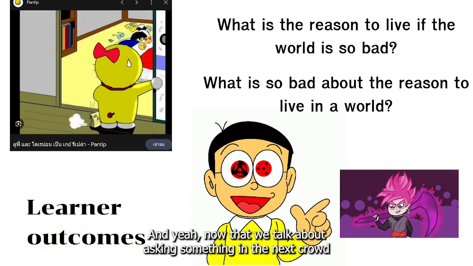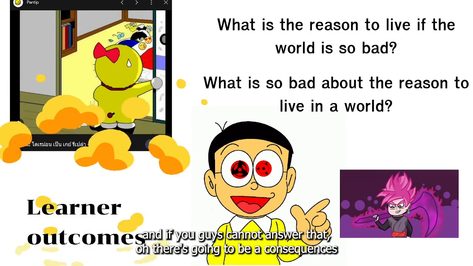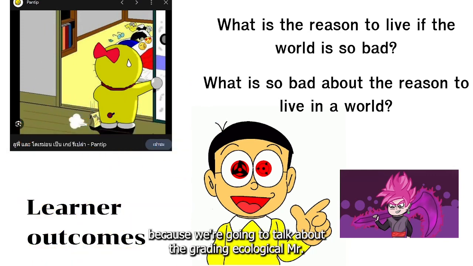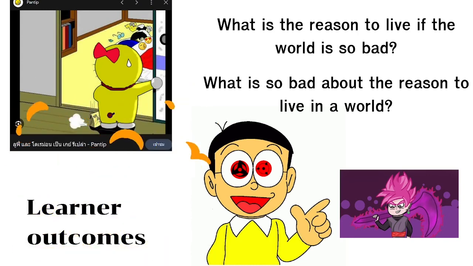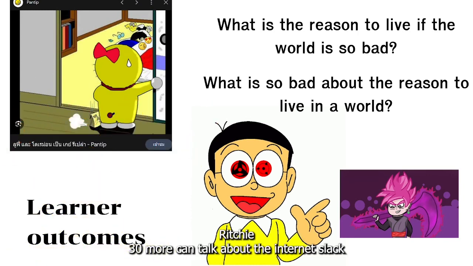Yeah, now that we're talking about asking something in the next class, if you guys cannot answer that, there are going to be consequences. Because we're going to talk about the grading ecological Mostomo system from now on. And maybe Mr. Vegetonimo can talk about that in the next slide.